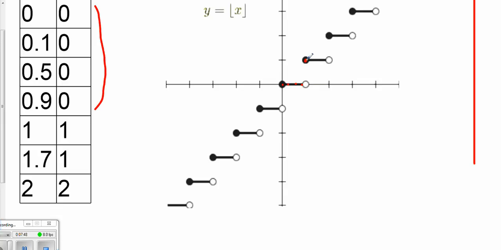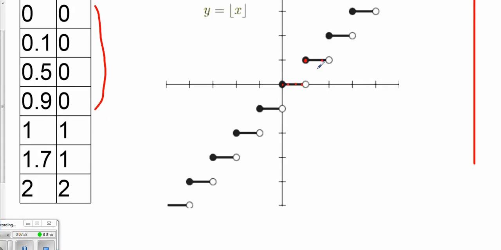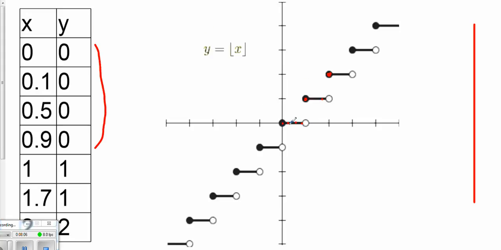And at 1.7, so 1.7 I guess would be here on our x value, we're still at 1 for our y value. So it still makes that straight line as it climbs its way up. It's not until 2, when x is 2, that y would be 2. That's when we make that next jump. So again, it's just going to be climbing up, making these stairs or the steps for our function.